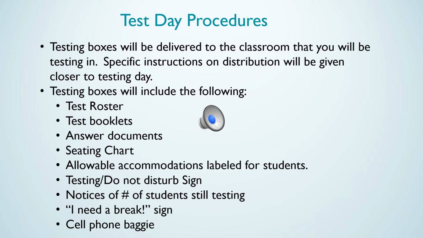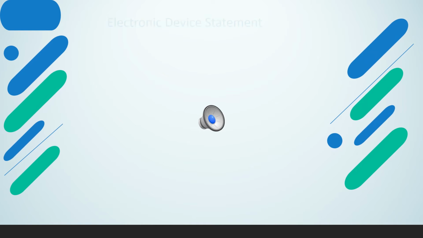There's also an I need a break sign in there. You'll just slide that under the door out into the hallway so that the people who are relieving you can tell that you need a break. I just ask that you be mindful when you're taking your break. I know you've been in there staring at the walls and you need to get out of there, but so does everybody else. Some people have been waiting to go to the bathroom, and we can't relieve them until you come back. So just be mindful of others that might need a break as well. You'll also have a cell phone baggie for collecting all the students' cell phones.